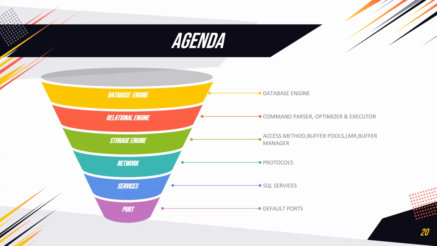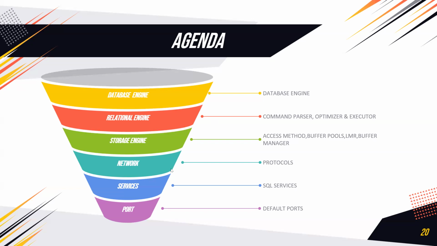All these components are very important. The database engine is the major component. Under the database engine, we have the relational engine and the storage engine. These are the two major components of the database engine. And the network is also very important. Network does not mean an internet connection. Network is nothing but a communication protocol between your application server and the DB server. That's what we are going to discuss.